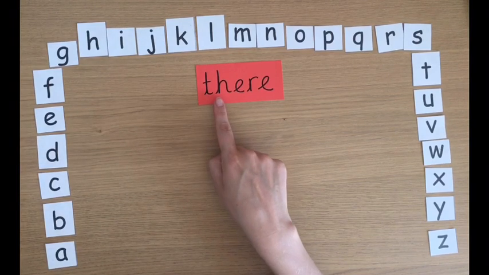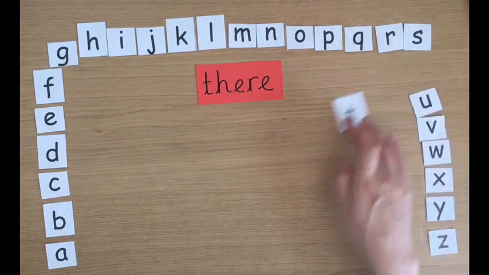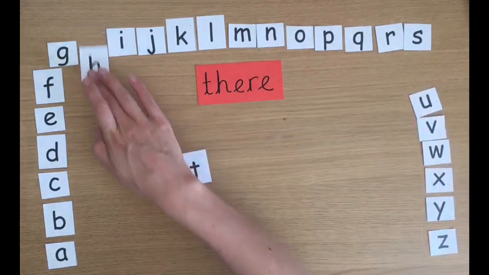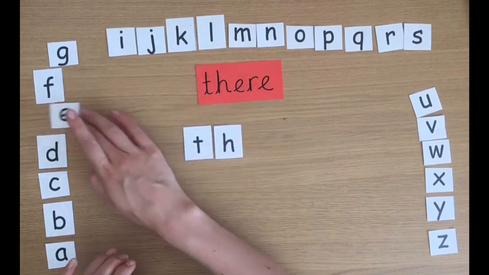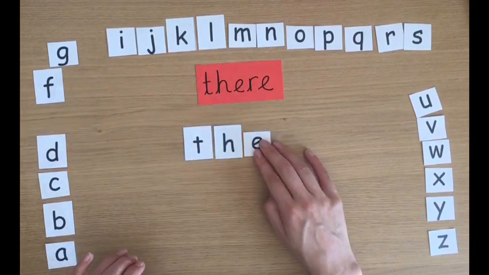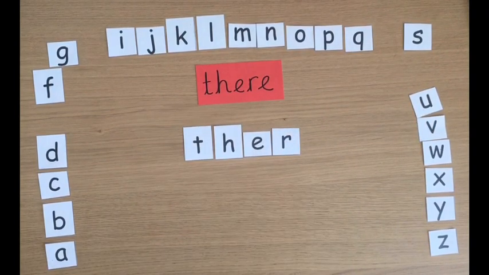And so what's the first sound in this one? It's the one where you get to stick out your tongue. It's the noisy one. So let's get our th sound first. And then we've got the e next. And then the r. Oh no, look. I don't have another E.